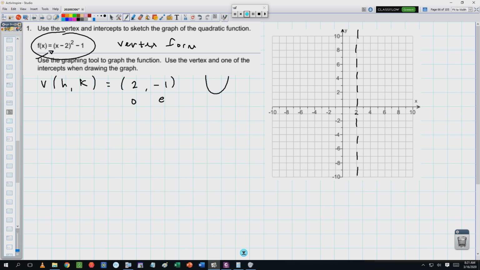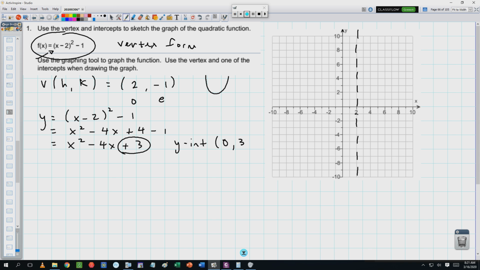Okay, now more about these intercepts. The best way to find the intercepts is to take your original form, and let's clean that up. Let's FOIL it. So this will give me x squared minus 4x plus 4 minus 1, x squared minus 4x plus 3. This little 3 here on the end will always be your y-intercept. So your y-intercept as a point is 0, 3, which would put you right here on the graph.